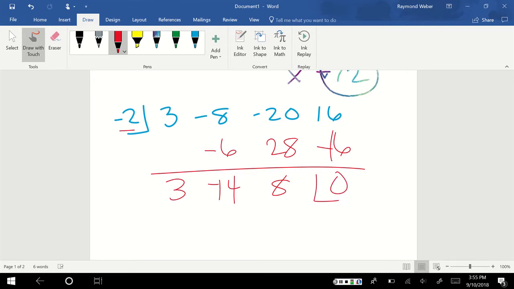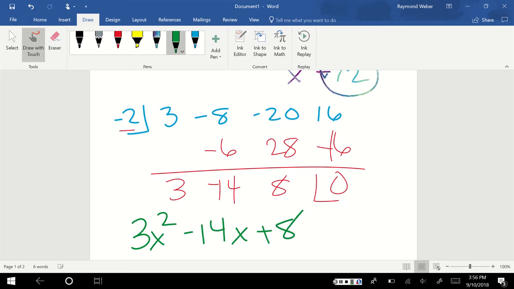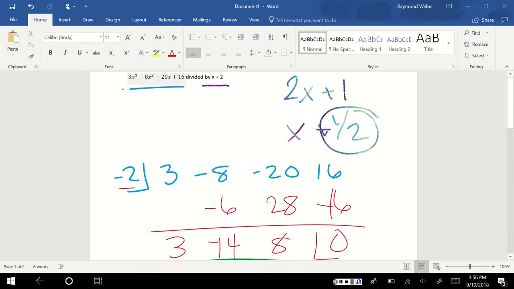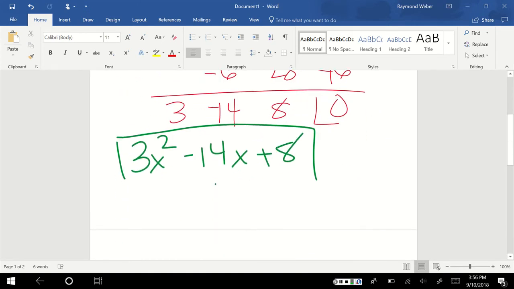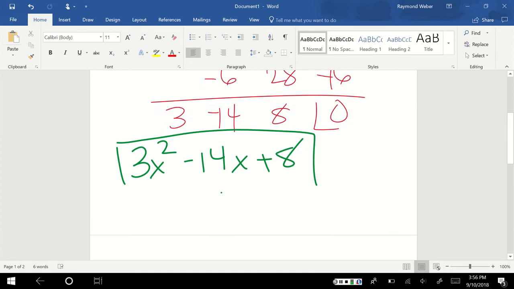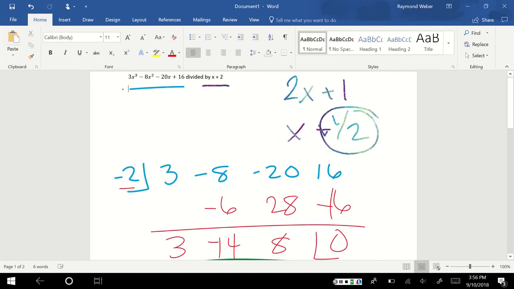And my answer, if I was doing the division, I'm going to put this back in regular form. I start 1 degree lower, so I was x to the 3rd. I started x², and I just fill in. And if there's any zeros, I just skip that one as I count down. So this would be the answer to this division problem. 3x³ minus 8x² minus 20x plus 16 divided by x plus 2 is 3x² minus 14x plus 8. And if I was looking for roots, this is a 0. -2 would be a 0 of this equation.